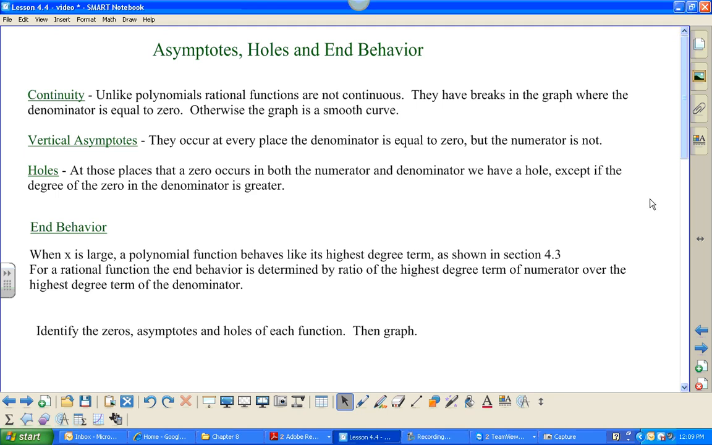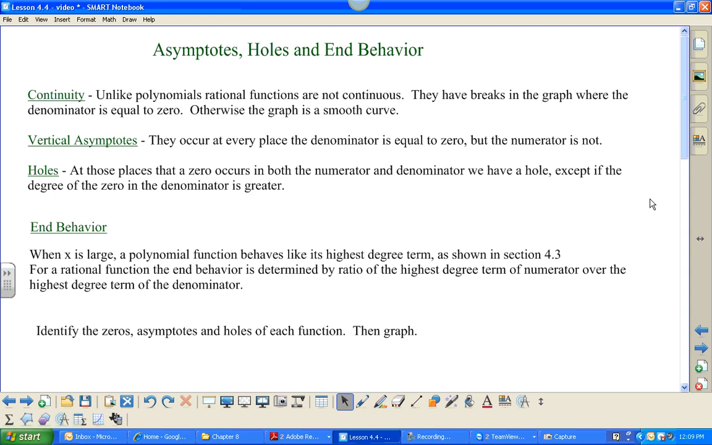So we're going to talk about lesson 4.4 in our pre-calculus book a little bit more. We're going to talk about asymptotes, poles, and end behavior. First of all, a reminder about continuity: unlike polynomials, rational functions are not continuous. They have breaks in the graph where the denominator is equal to 0, and otherwise the graph is a smooth curve.